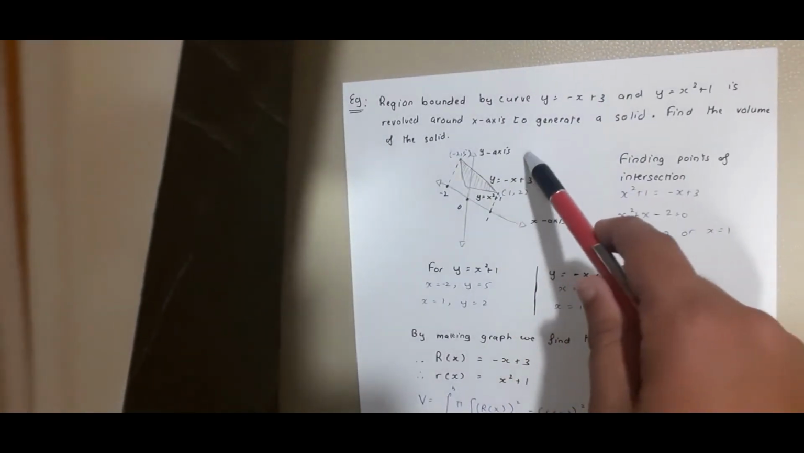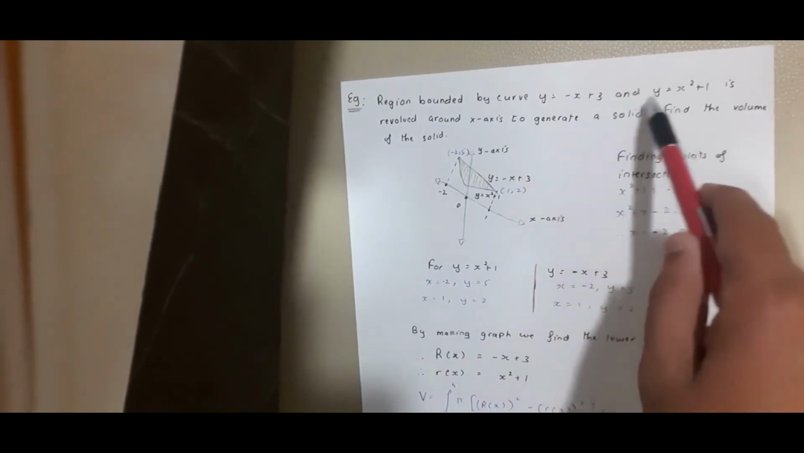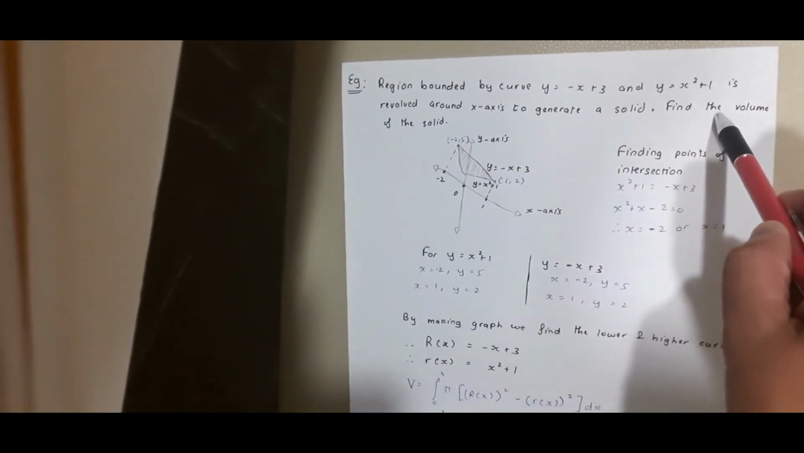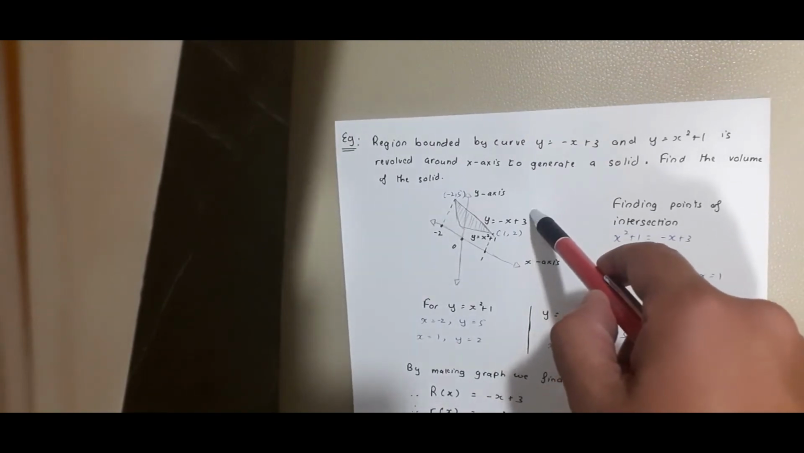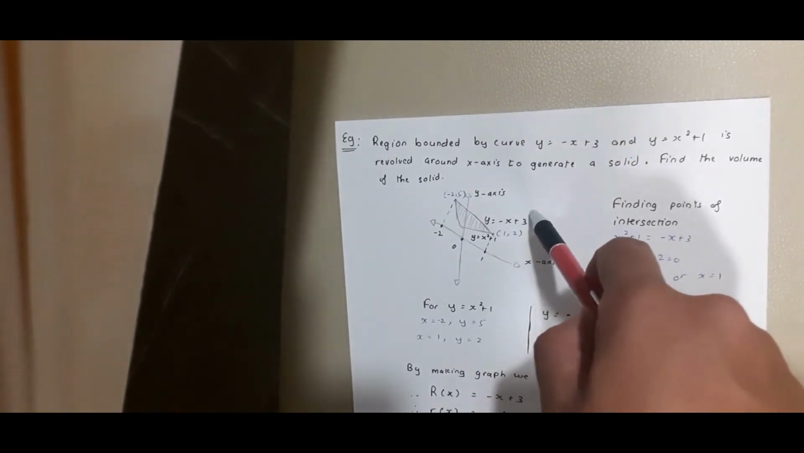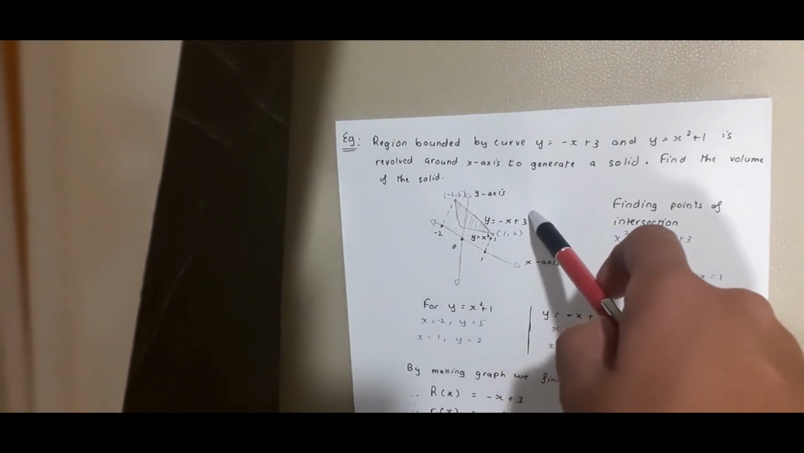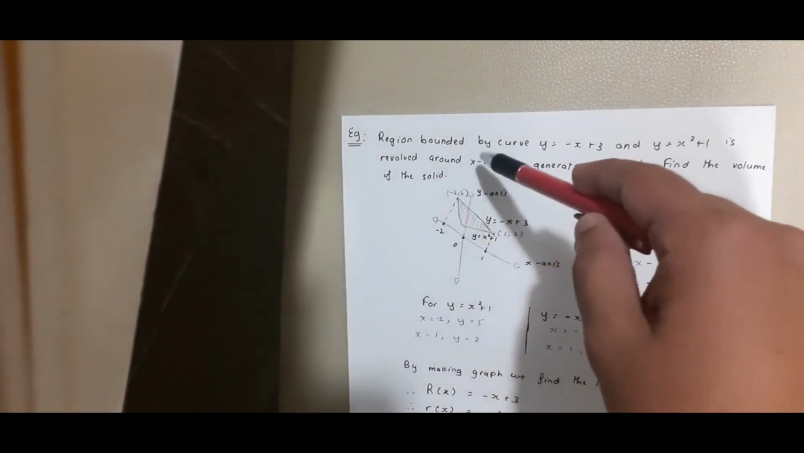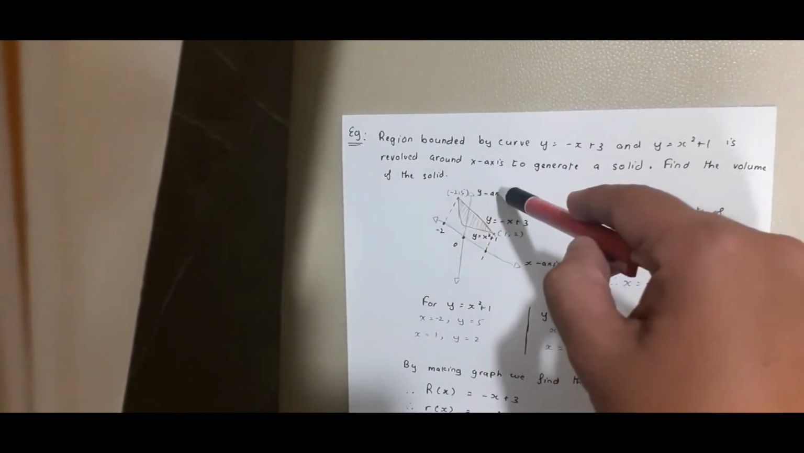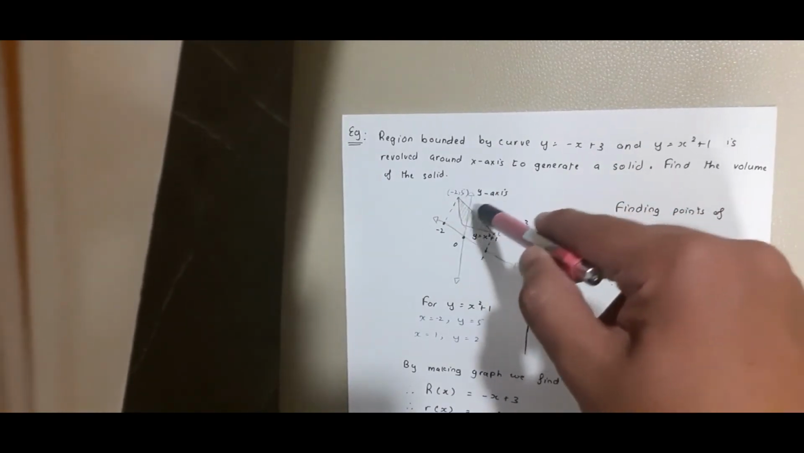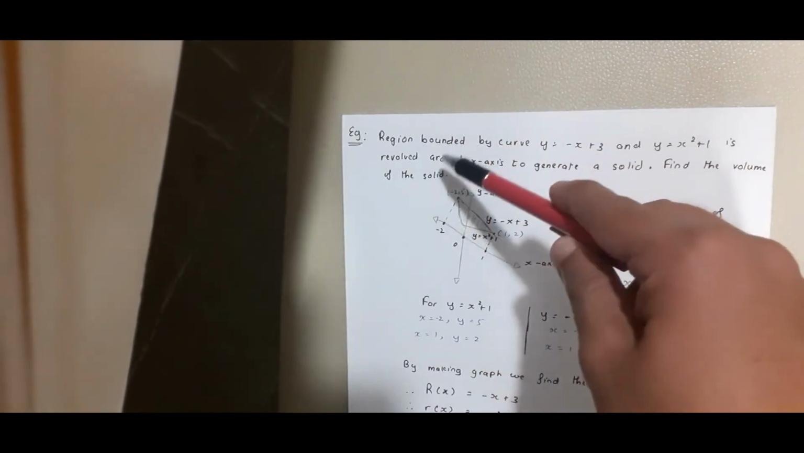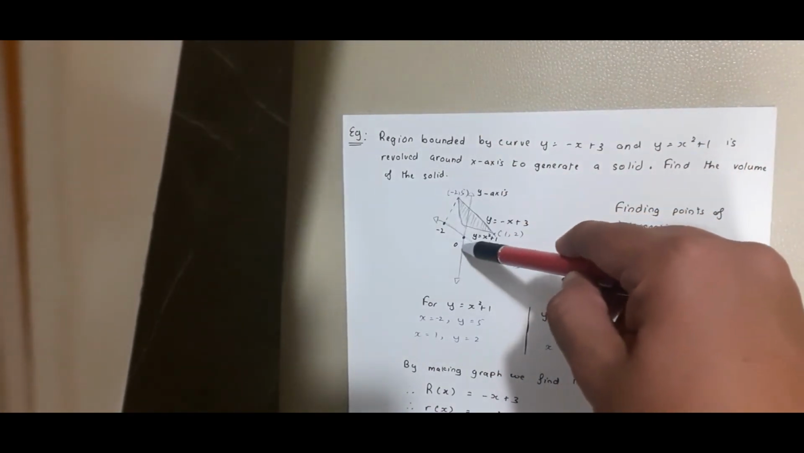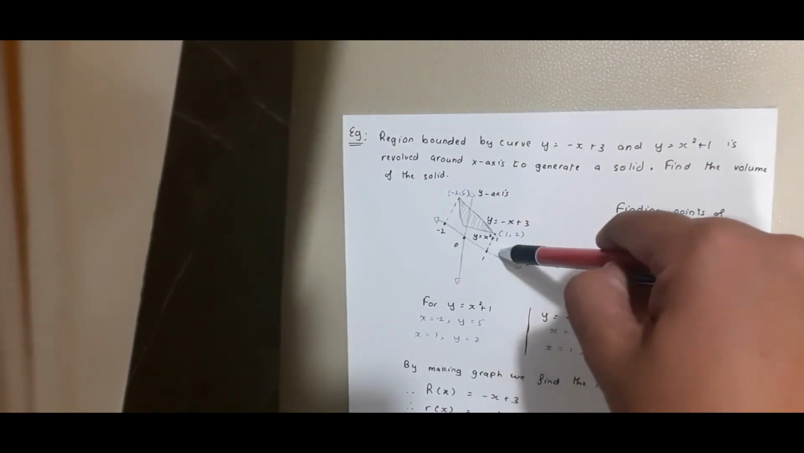And here's an example. The region bounded by the curve y equals minus x plus 3 and y equals x squared plus 1 is revolved around the x-axis to generate a solid. Find the volume of the solid. So for this question you will have to make the graph, at least a rough graph, so you know what's happening. Y equals minus x plus 3 is a line with slope minus 1, y-intercept 3. Y equals x squared plus 1 is a parabola. So this down here is y is x squared plus 1, this is y is minus x plus 3.